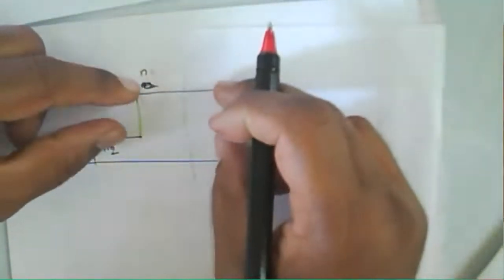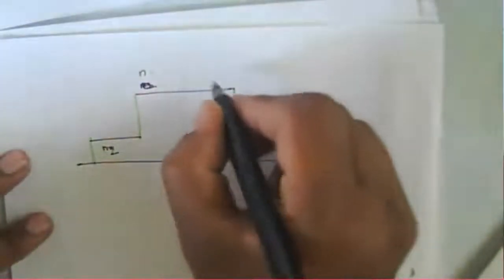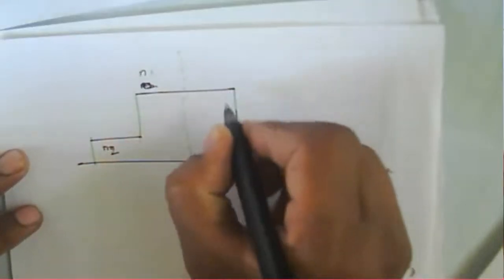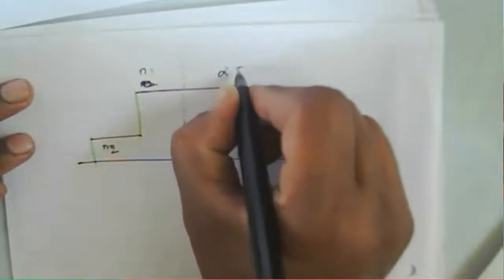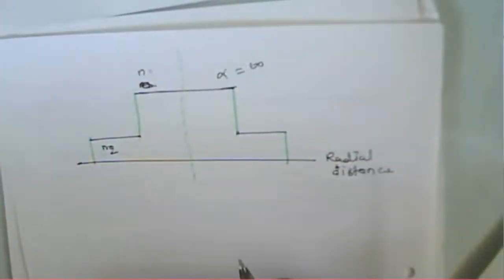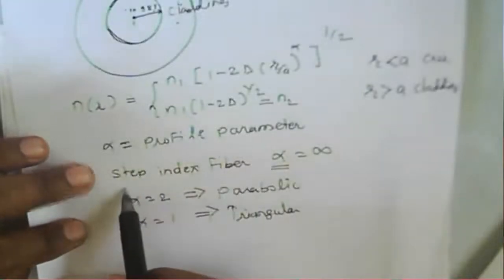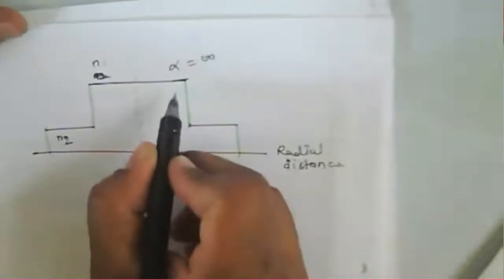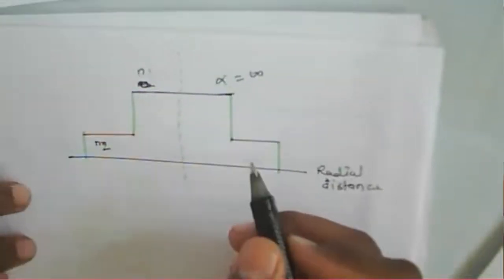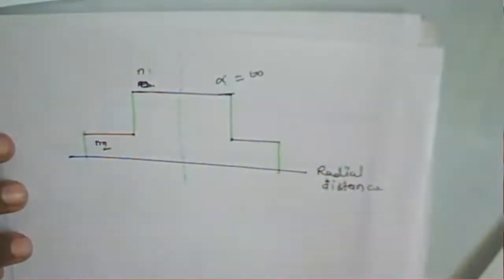The refractive index is higher in the core. If you draw a profile for the graded index fiber, right now it looks like a step index fiber. In that case, alpha is equal to infinity. Why is it infinite? As we have mentioned for the profile parameter, when it looks like a step index fiber, alpha is infinite. Because of that infinite alpha, it looks like a step index fiber.